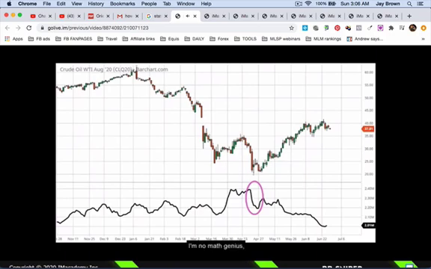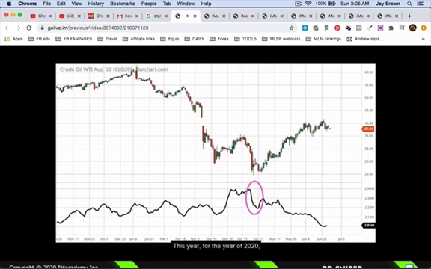I'm no math genius, but I think that's a little bit less than 10%. I'm not really sure. And in his book, I believe he mentions that you want a 15% or 20% or more decrease in shorts. But I think this setup was a little bit different.